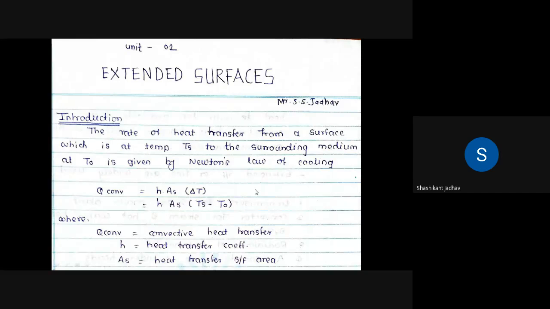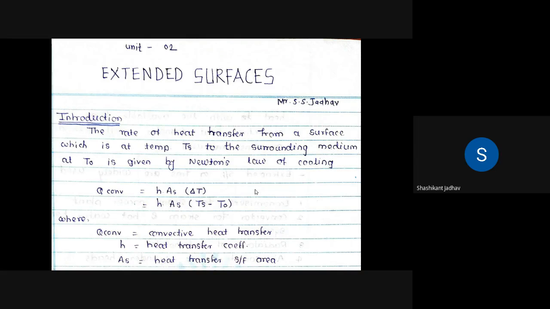Okay. So write down in the introduction part: the rate of heat transfer from a surface which is at temperature Ts to the surrounding medium at To is given by Newton's law of cooling. So this is the equation for the convection, that is Newton's law of cooling.